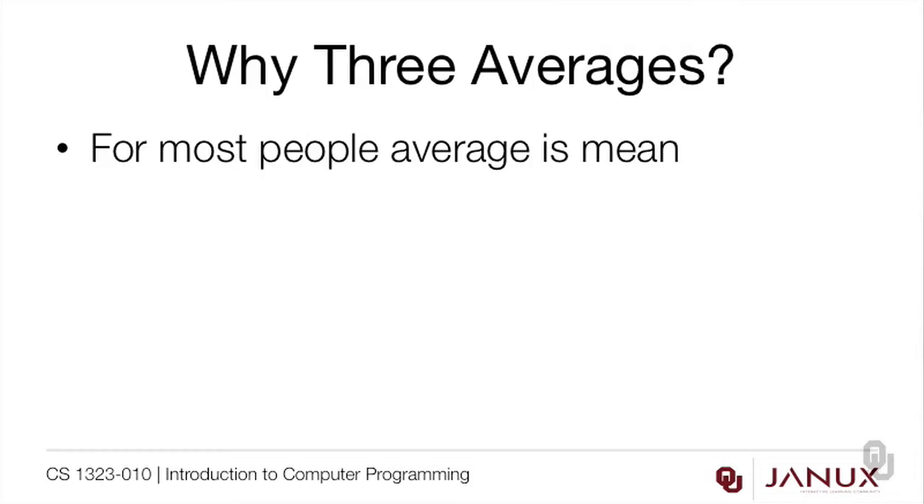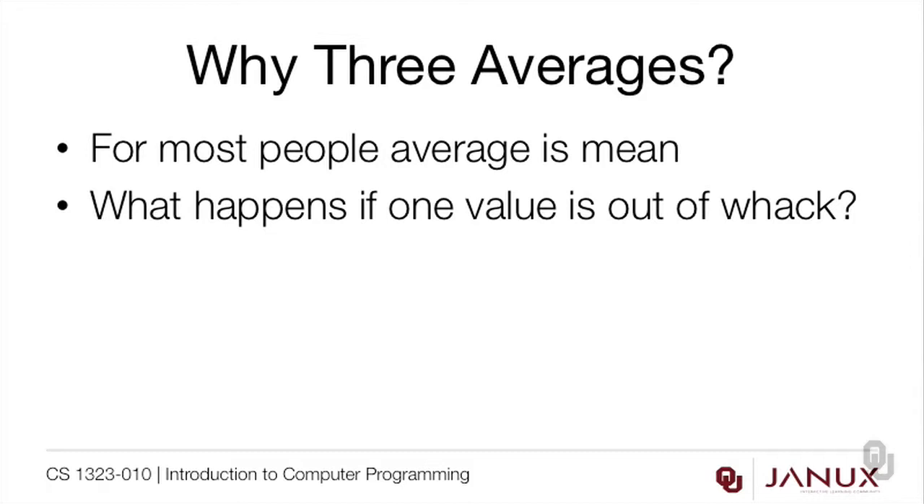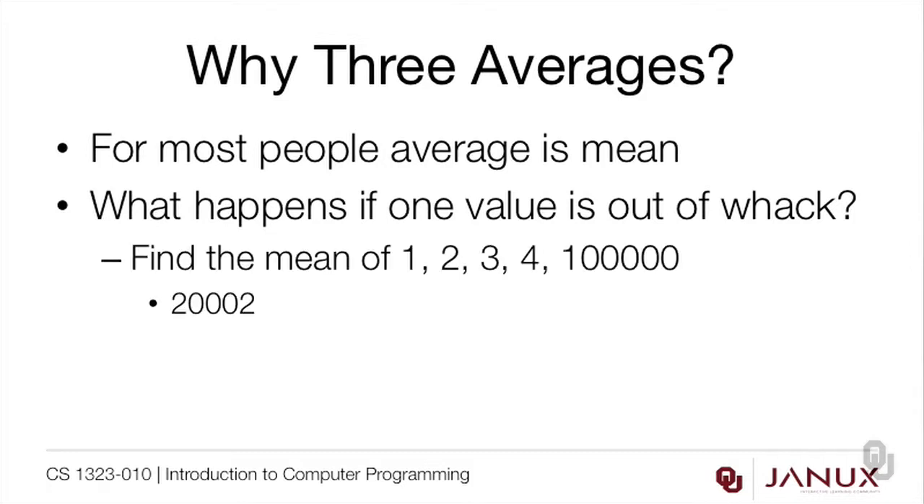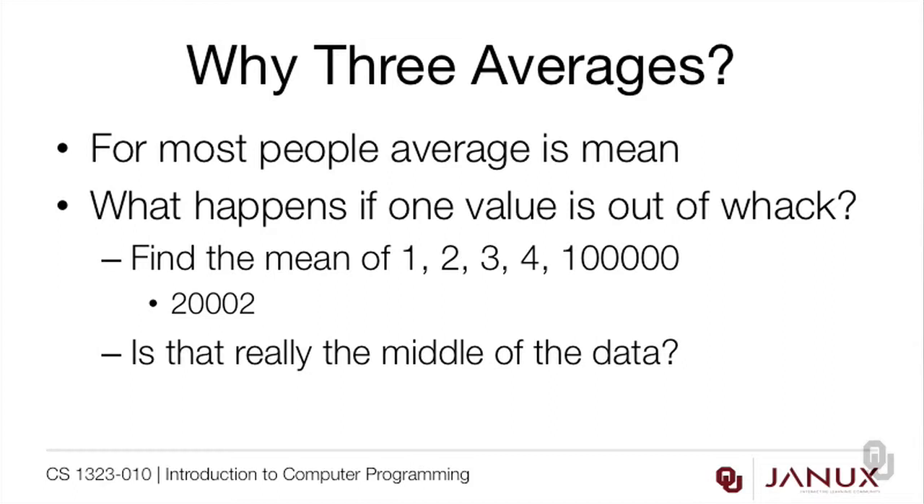Well, now, why do we have 3 averages? For most people, the average is the mean, so what's going on with these other 2? There's a problem when one value is sort of out of whack. So, for example, if you find the mean of 1, 2, 3, 4, and 100,000, the mean is 20,002. So that 100,000 had a very disproportionate impact on the mean. And is that really what the middle of that data is, or is 3 closer to the middle?